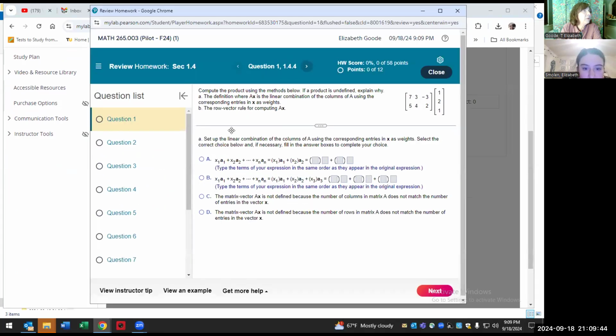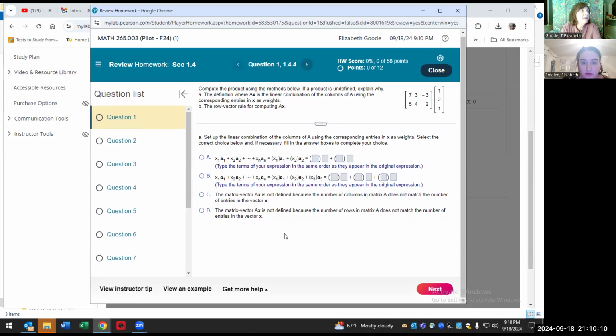All right, so it says compute the product with the two different methods. You did okay on that one probably because we talked about that in class at length, where there are two ways to compute the product. You can do it by weighting the columns of matrix A with these as weights, do you remember that? Or you can use row vector multiplication. Was that one okay? I believe so. All right.